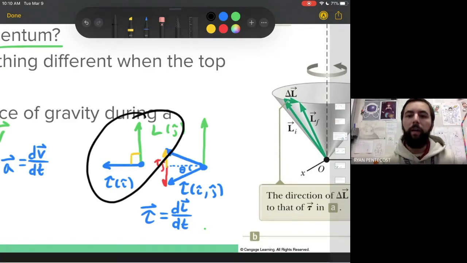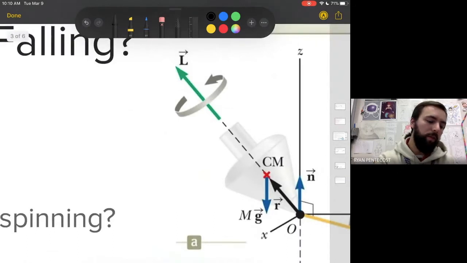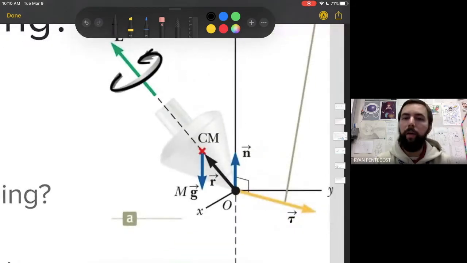You have the angular momentum coming out the top of the gyroscope. That is because of the nature of angular momentum, right? You can follow the right-hand rule to show that wherever your I omega is, when you have I and omega, wherever your omega is turning, your angular momentum will be along the axis of rotation. Okay? But the torque isn't going to be in that direction.